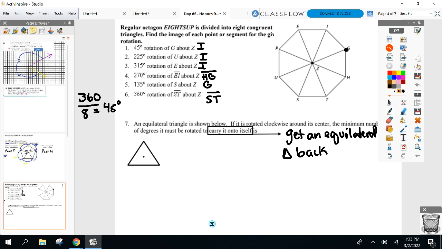What do we think? And think about what we've been doing with the octagon and the Pentagon. It's the same thinking. If I take this top vertex and rotate it to where this vertex is, I'm going to get this triangle back. So how many degrees is it going to take me to do that?